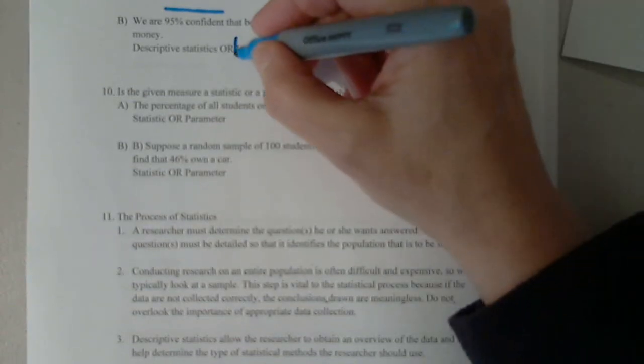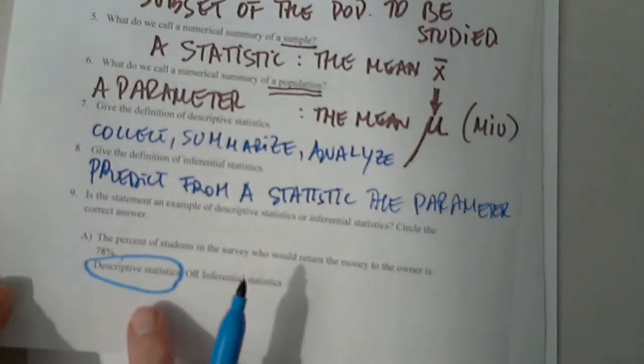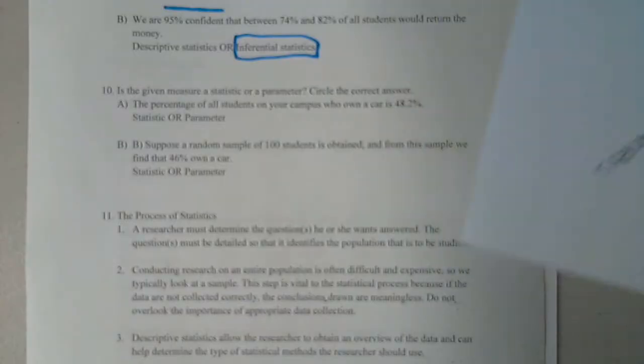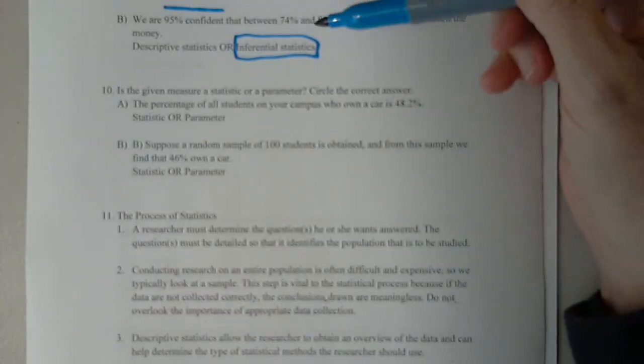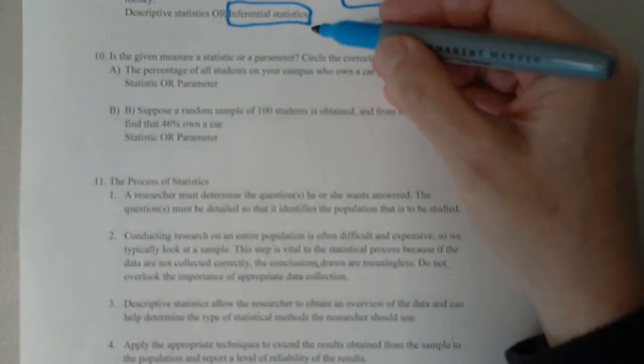Inferential. Right, we made an inference from a statistic. We made an inference about the parameter of all students. This is the key word: all students. We are drawing a conclusion about all students. It must be an inferential statistic.